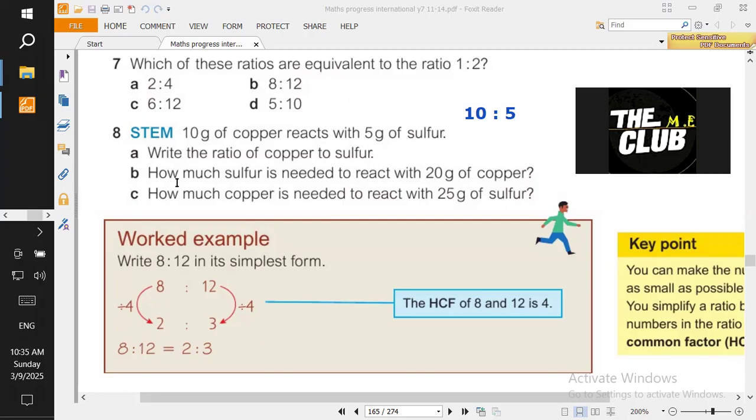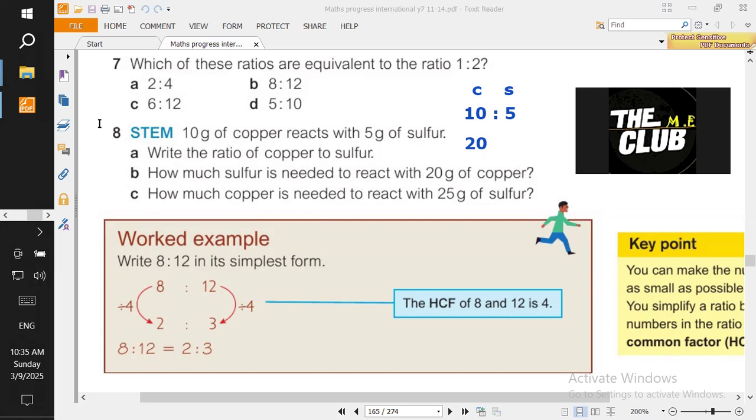Now the question is how much sulfur is needed to react with 20 grams of copper? Now we said that the first one is the copper and the second one is sulfur. So we write C and S. So how much sulfur? We need the sulfur that reacts with 20 grams of copper. So this one will become 20. Okay. Now, if this one increases, this one will increase too. We call this direct proportion, or proportional numbers or proportional ratios, or we are talking about equivalent ratios, same idea.